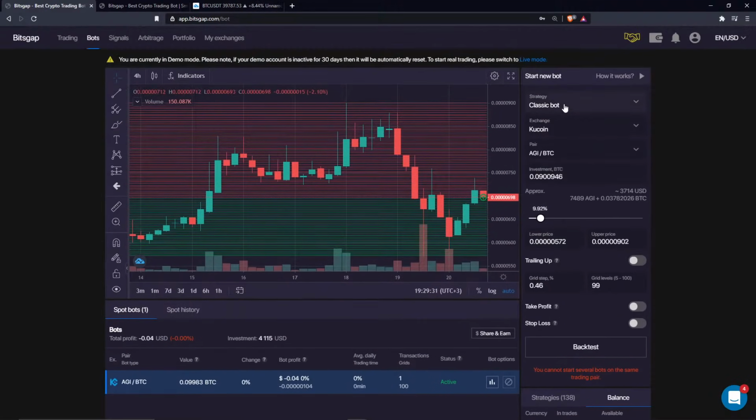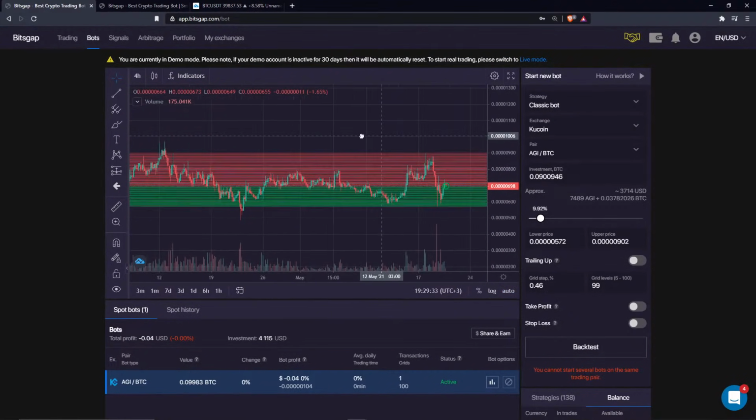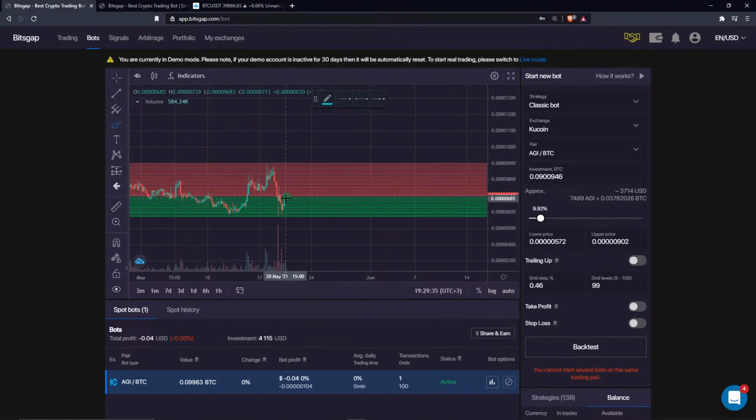But the classic bot is the best bot for you guys to trade if you feel strongly that the price will rally. Then the classic bot would bring you the biggest return, because as the price appreciates, and we know that the classic bot always buys the same amount of crypto per each level, that means that it will increase your investment allocation as the price appreciates.